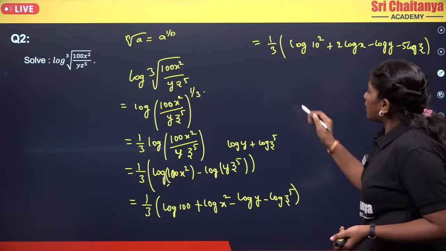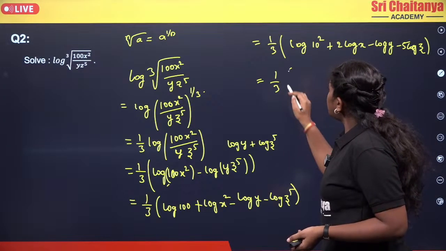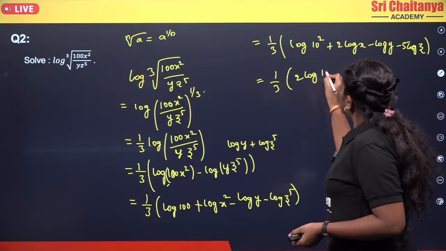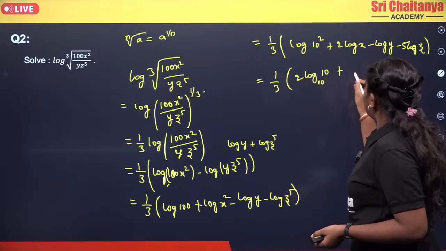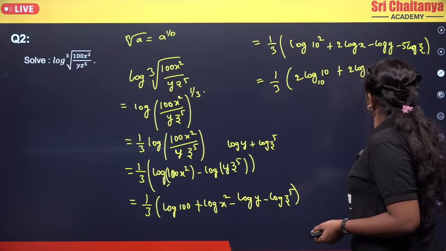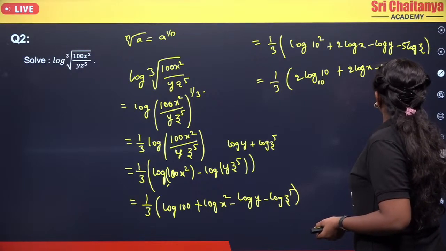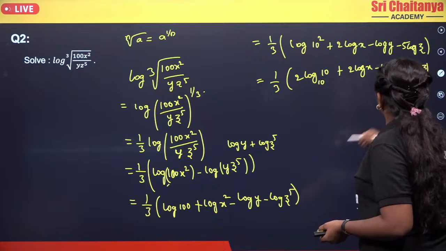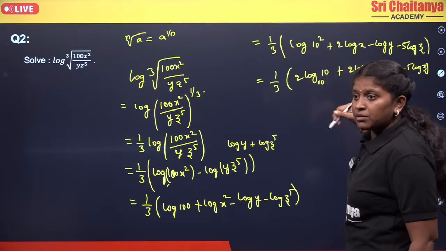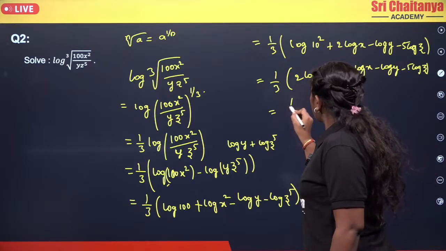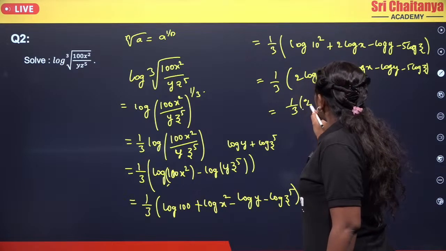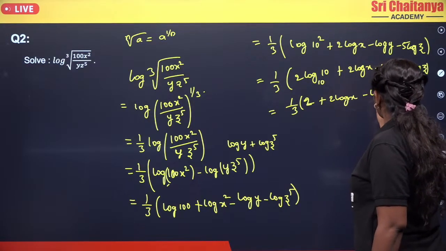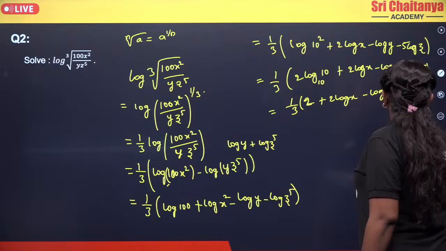Clear? Now coming to here, what will our first value become? Once again it is in the form a to the power x. So that becomes 2 log 10 to the base 10 plus 2 log x minus log y minus 5 log z. Okay. So once again log 10 to the base 10 will be 1. So here it will become 1/3 into 2 plus 2 log x, the same value, minus log y minus 5 log z.